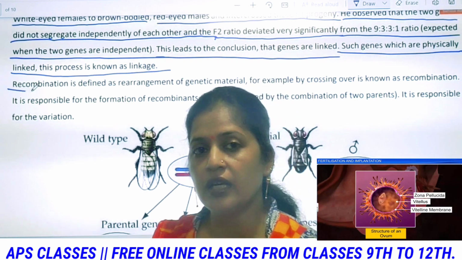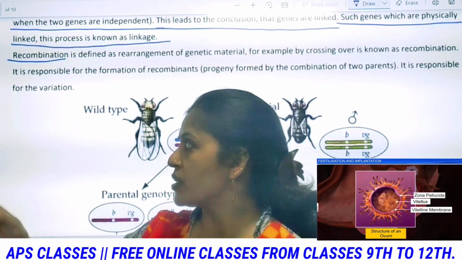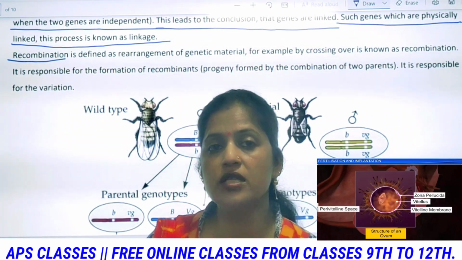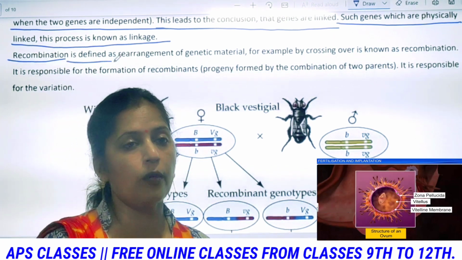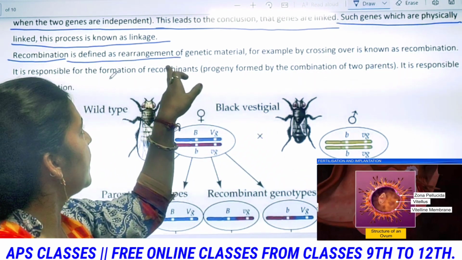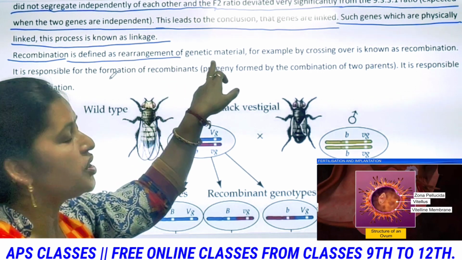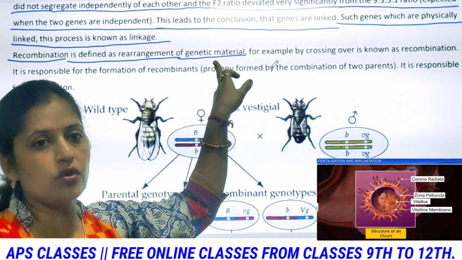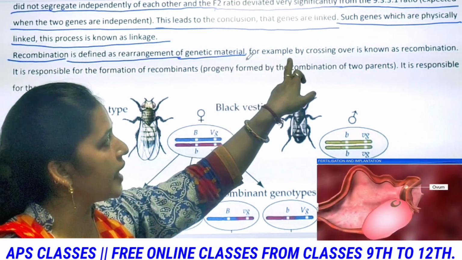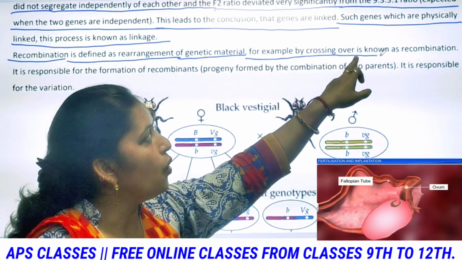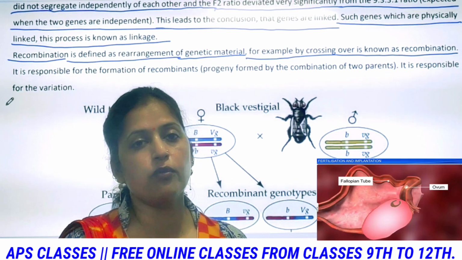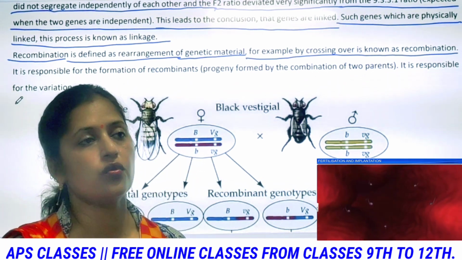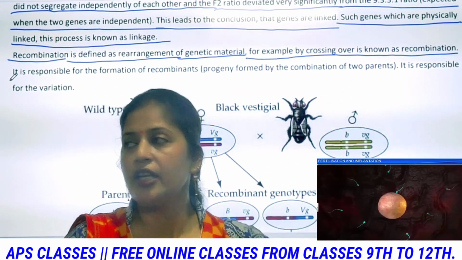Recombination. After linkage, the next process is recombination. How will we define recombination? It is the rearrangement of the genetic material. In the process of recombination, there is a rearrangement of the genetic material. For example, crossing over is known as recombination.